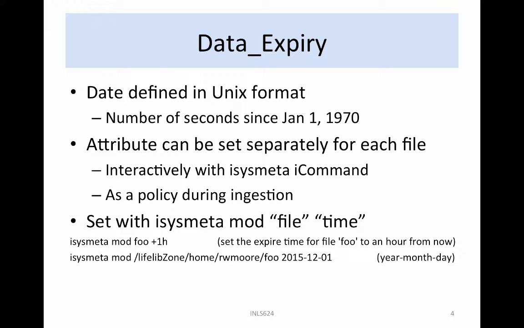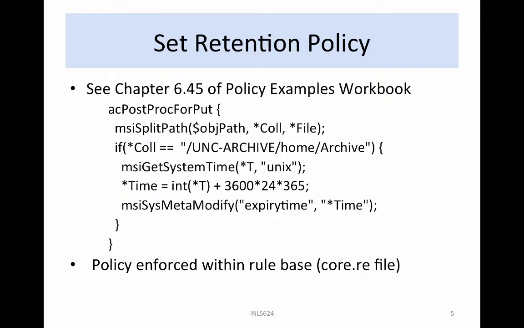To specify an arbitrary future date, you can use a year, month, day specification. isysmeta mod /lifezone/home/rw/foo 2015-12-01. The data expiry persistent state attribute can also be set via a policy using the msisysmeta modify microservice.